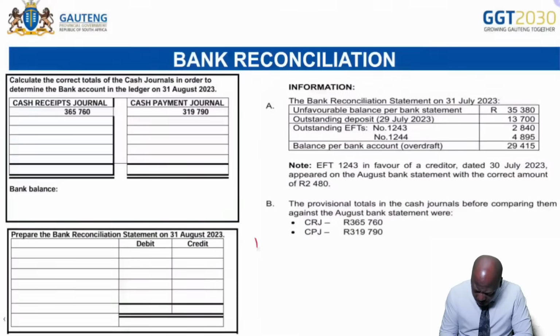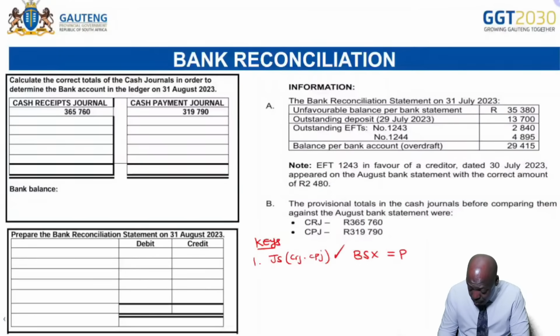And these keys to the BRS are as follows. Key number 1. If an item is recorded in the journals, I'm talking about the CRJ and the CPJ, but that item is not on the bank statement, such an item, you bring it into the BRS. You get the first key? If it's in the journals, remember the journals are done by us. So we have recorded it in our journals, but it has not yet appeared on the bank statement. So you put it in the BRS.